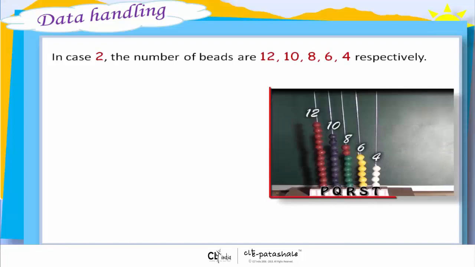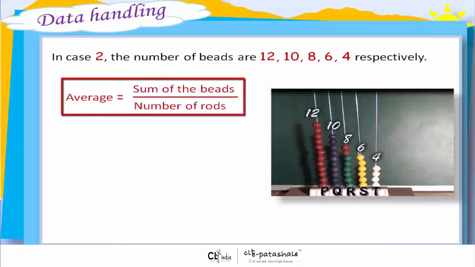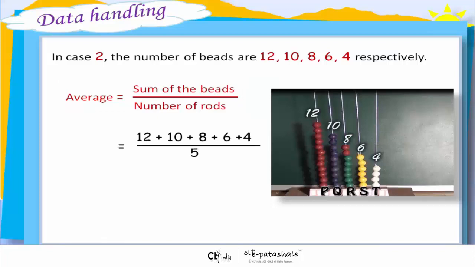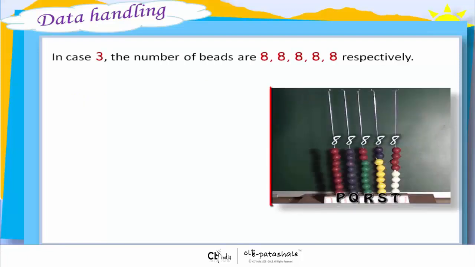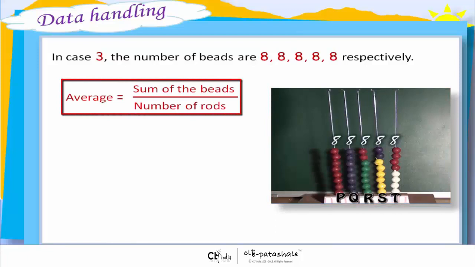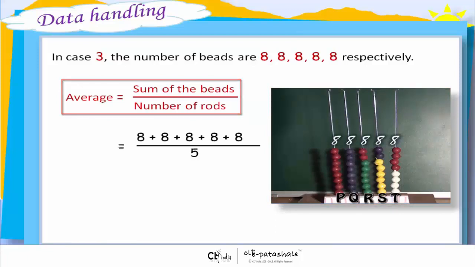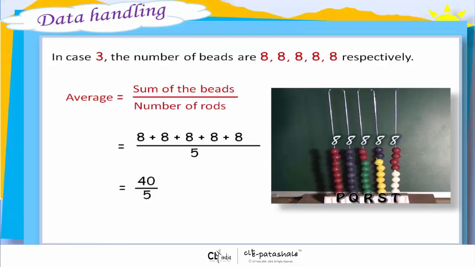In case 2, the number of beads are 12, 10, 8, 6, 4 respectively. Average is equal to the sum of beads divided by the number of rods, which is 12 plus 10 plus 8 plus 6 plus 4 whole divided by 5, which gives 40 by 5, which is 8 as well. In case 3, the number of beads are 8, 8, 8, 8 and 8 respectively. Again, average is equal to the sum of beads divided by the number of rods, which is 8 plus 8 plus 8 plus 8 plus 8 whole divided by 5, which is also giving 40 by 5, which is 8 as well.